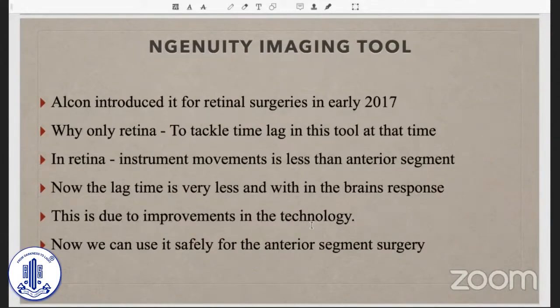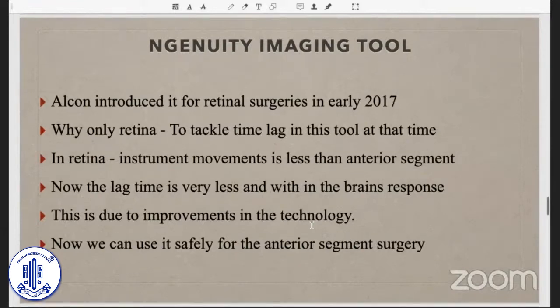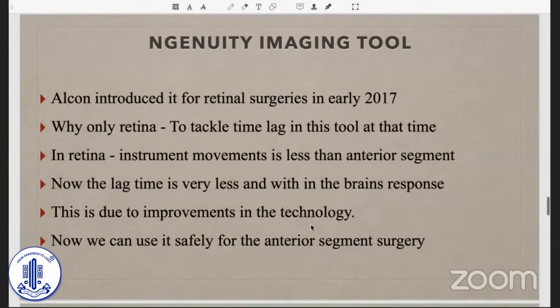So they first introduced it in the posterior segment, but with newer generations and advancements in the software, they have reduced that lag time, and now it's almost within the range of the human processing system. So now that lag time issue is not at all there. When they could overcome that lag time, it can now be safely used for the anterior segment and the cataract. Now next slide.